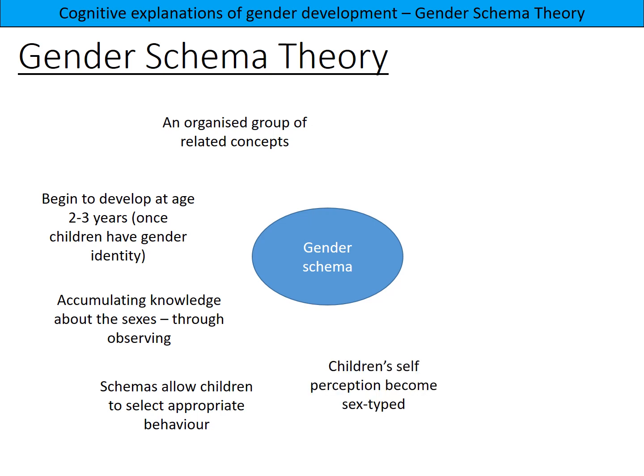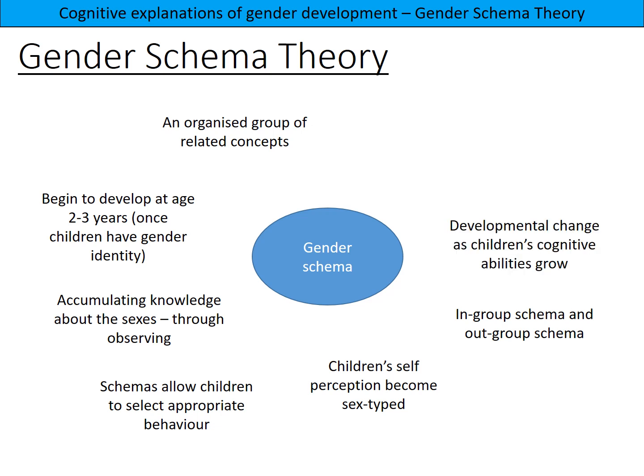Children's self-perception becomes sex-typed. In-group schema and out-group schema. If there was a little boy, his in-group schema would relate to what boys do, what they wear, how they play. The out-group schema would relate to what girls do and how they play and what they wear.